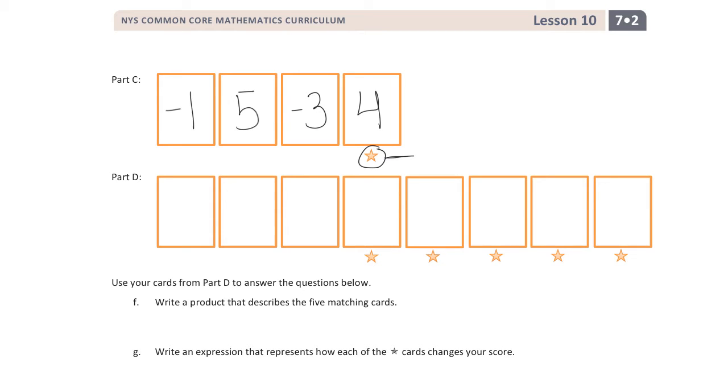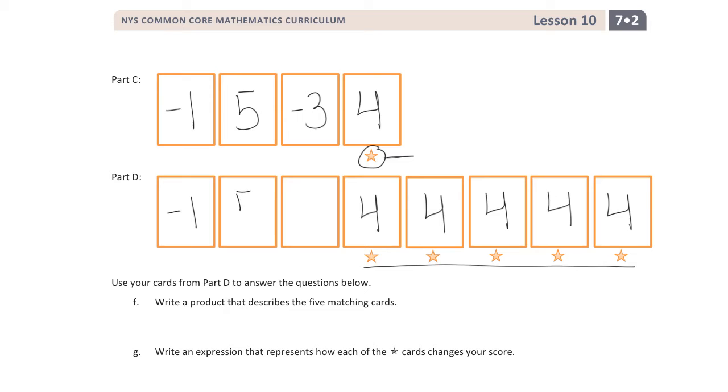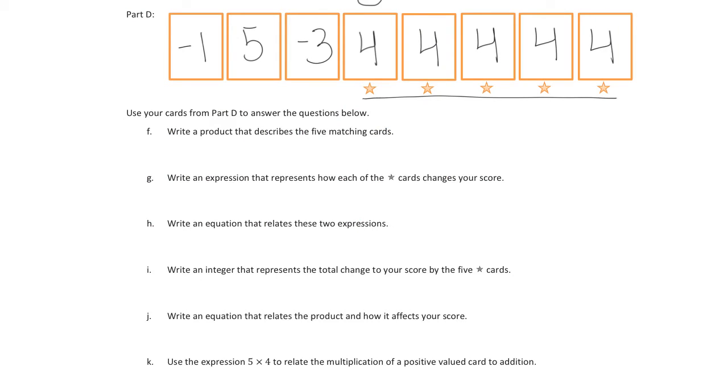So let's look below in part D. We know that the value of these stars are going to be 4, 4, 4, 4, and 4. Now let's fill the cards that we have left. So we still have -1, 5, and -3. Use your cards from part D to answer the questions below.